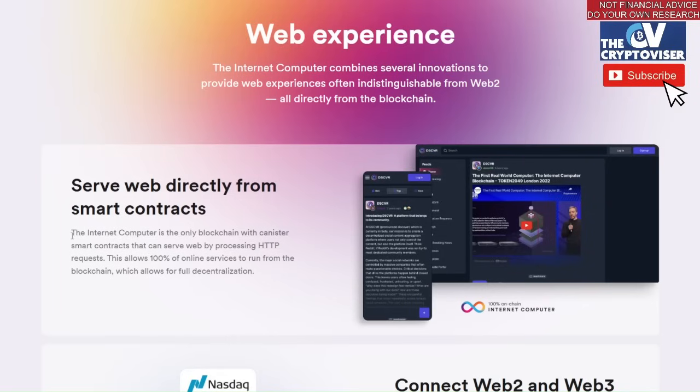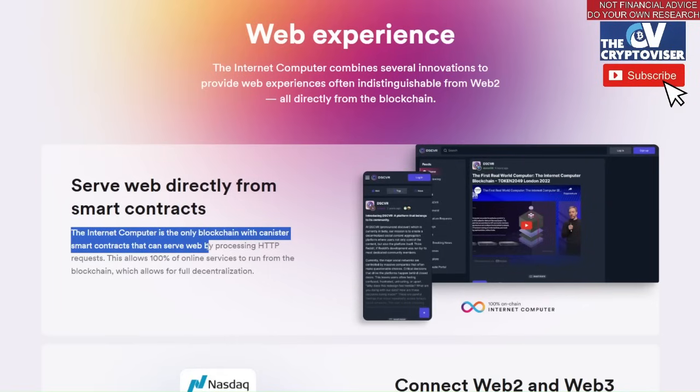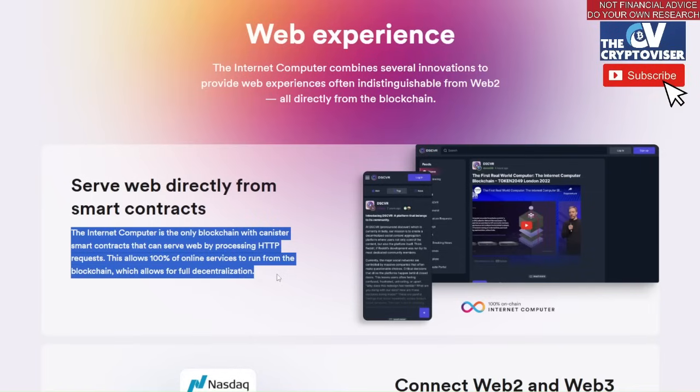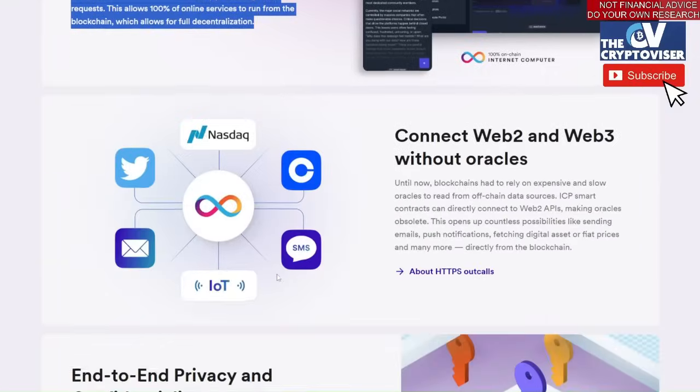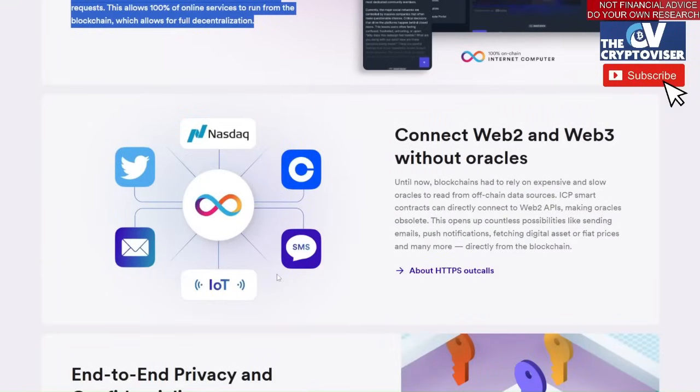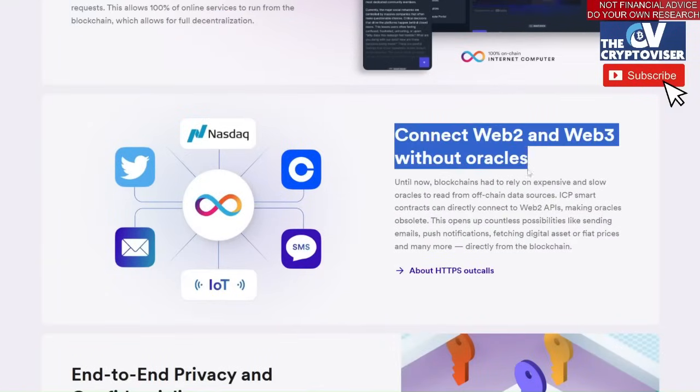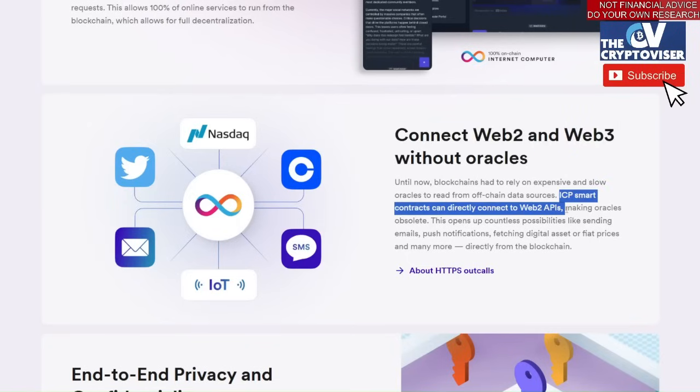The Internet Computer is the only blockchain that allows canisters, or smart contracts, that can serve the web by processing HTTP requests. This allows 100% of online services to run from the blockchain. Again, we just talked a little bit about this. You can connect Web 2 and Web 3 without oracles, and Internet Computer contracts can directly connect to Web 2 APIs.